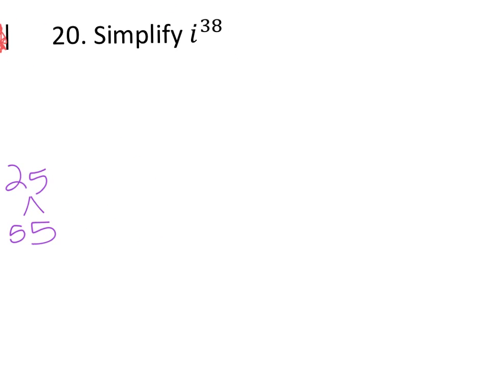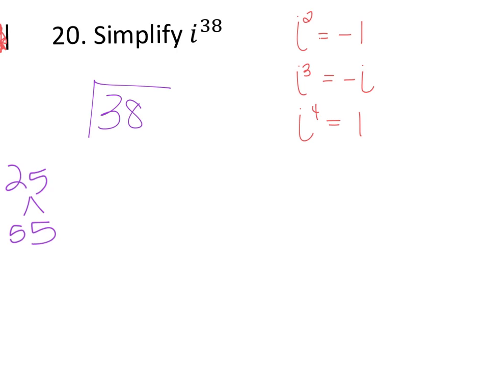Now, number 20. It says simplify i to the 38th. Well, I know i squared equals negative 1, i cubed equals negative i, and i to the 4th power equals 1, and we proved that in lecture. 1 is honestly the friendliest number out there, so I'm going to see how many times 4 goes into 38. 4 doesn't go into 3, but it goes into 38 about 9 times, which gives you 36, and then I have 2 as my remainder.